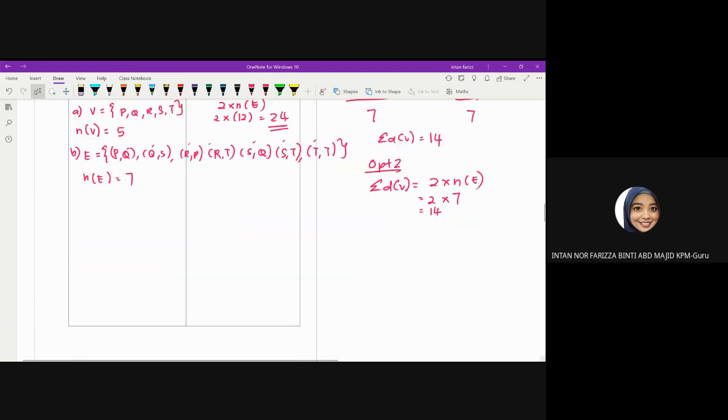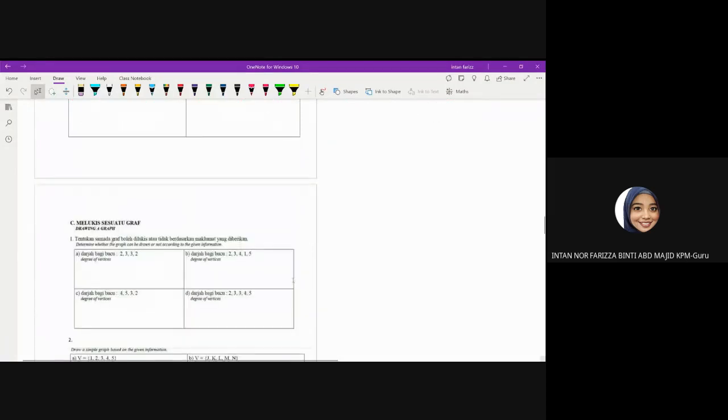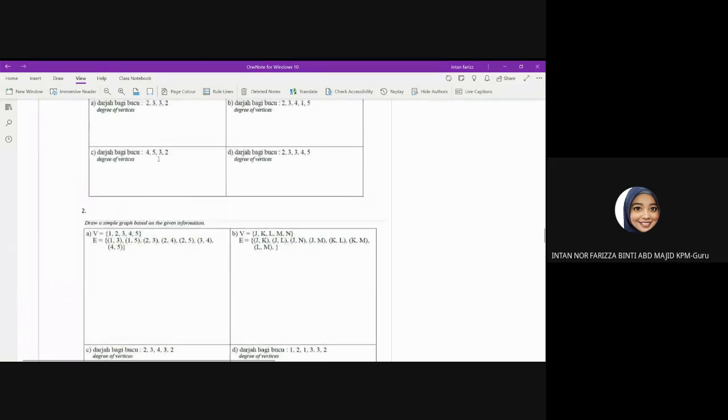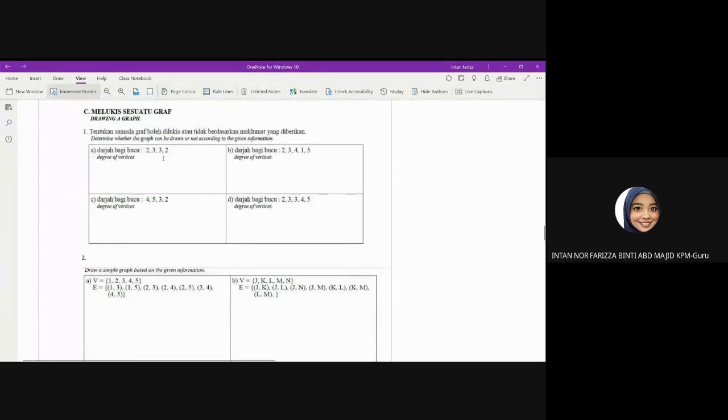Okay, for C, we are going to learn how to draw a graph. Okay, so I hope you still remember the formula that we used just now. So the formula that we used just now is what? Okay, we use the formula that the summation of degree of the vertices will be 2 times the number of edges, right? Okay, so determine whether the graph can be drawn or not according to the given information.